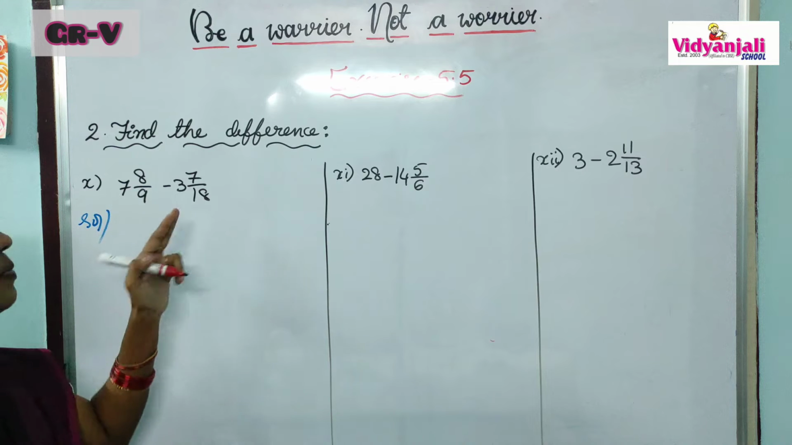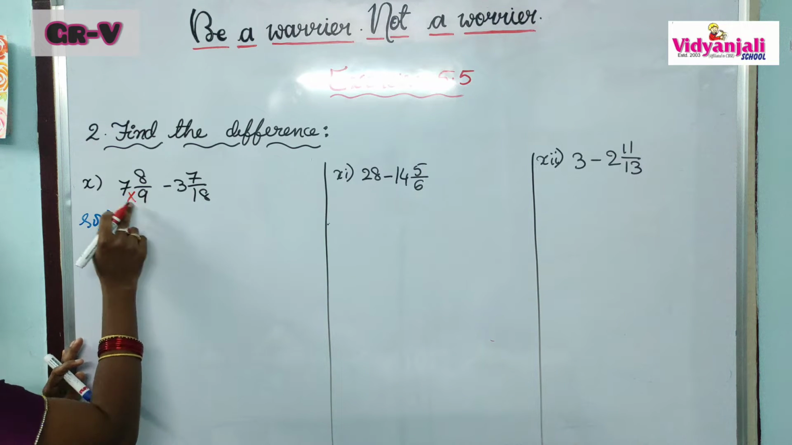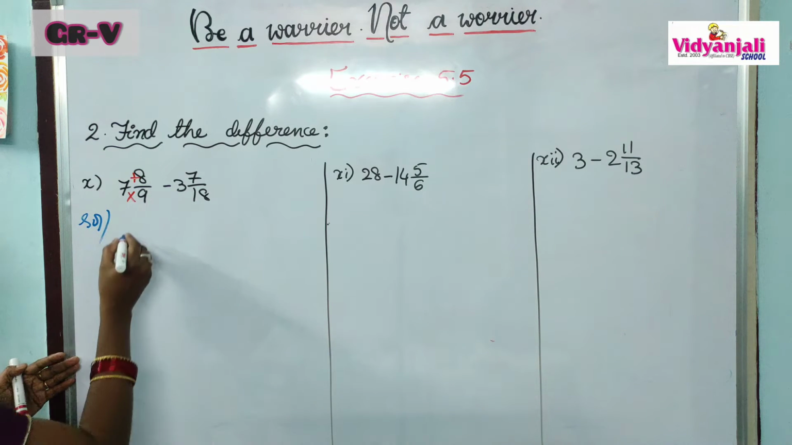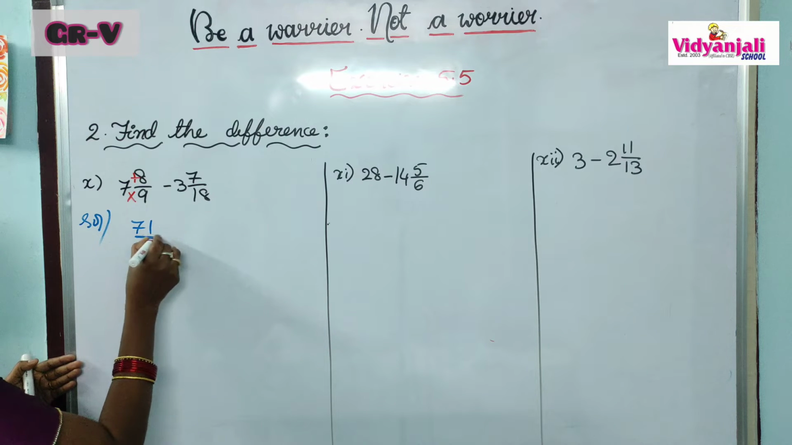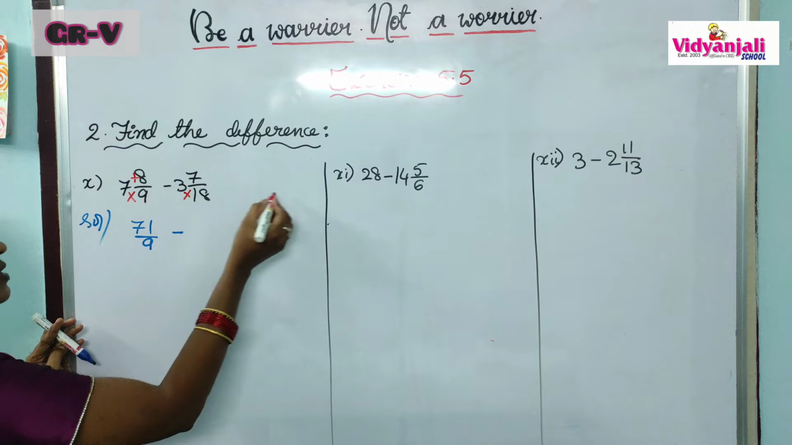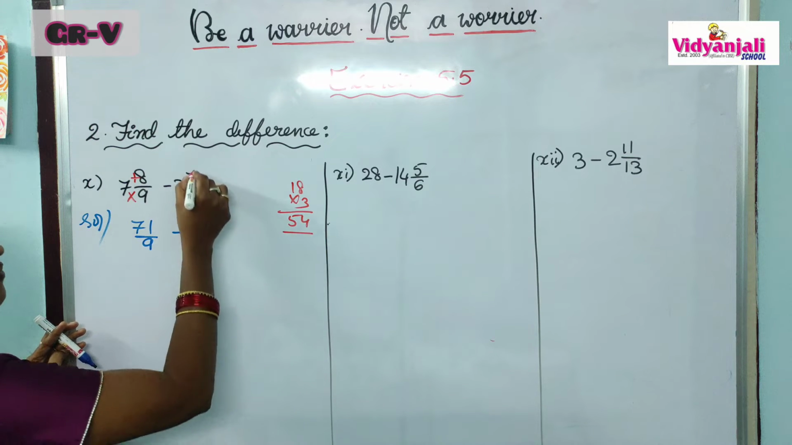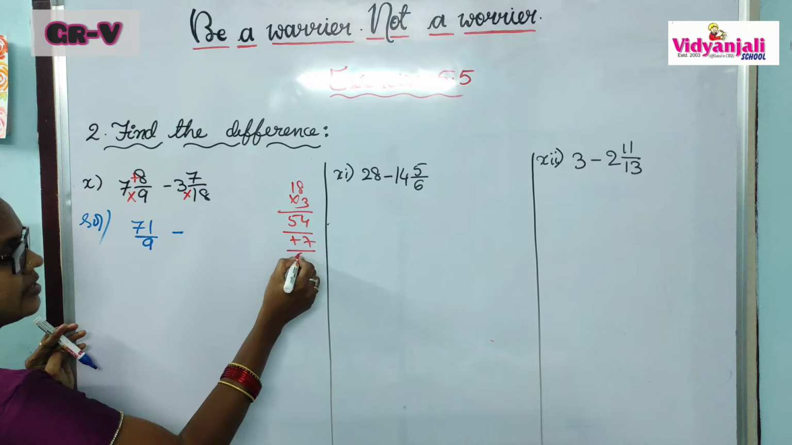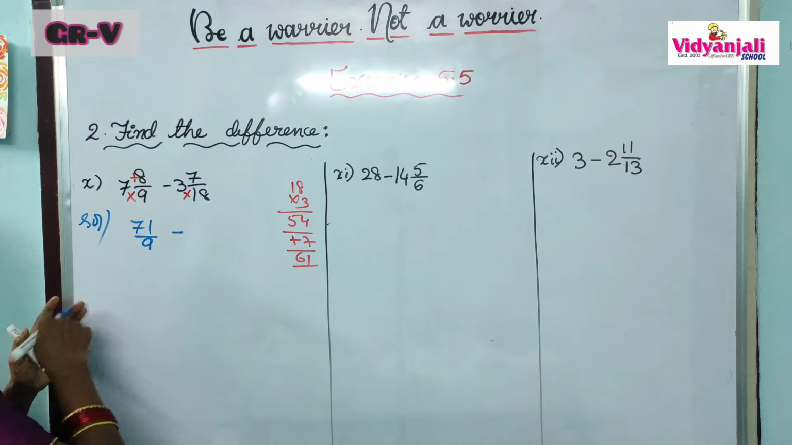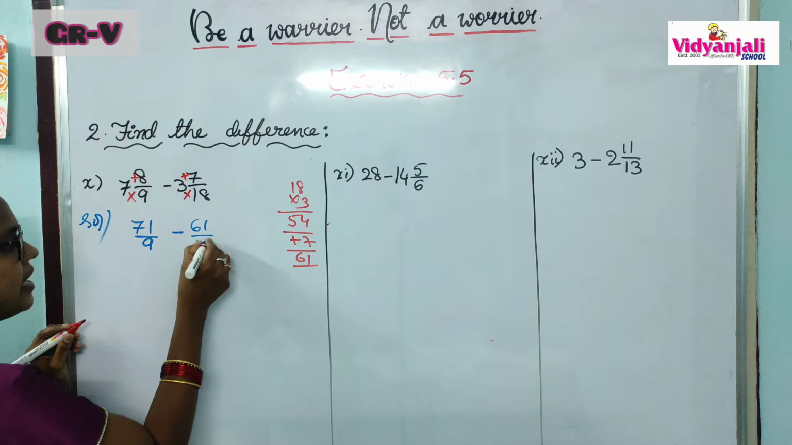Here we have two mixed fractions. We know how to convert them, right? Convert them. 9 7s are 63. 63 plus 8, 71. 71 by 9 minus, convert this, 18 3s. What is 18 3s? 54. 54 plus 7, 61. Okay? So, 18 3s are 54. 54 plus 7, 61. 61 by 18.